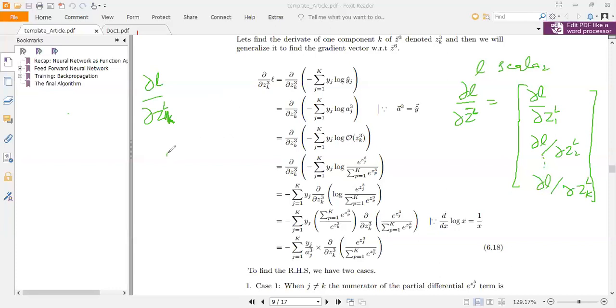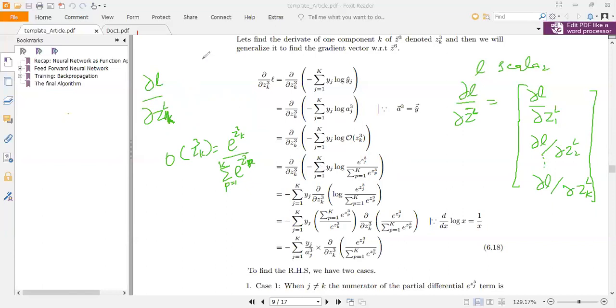Now O of Z3k, I will again reiterate it. I had done it in the last slide as well. So this is equal to e to the power of Z3k divided by the summation over all the neurons, e to the power of Z3i, with i equal to 1 to capital K. I changed the index variable here. So that is how this equation looks like.